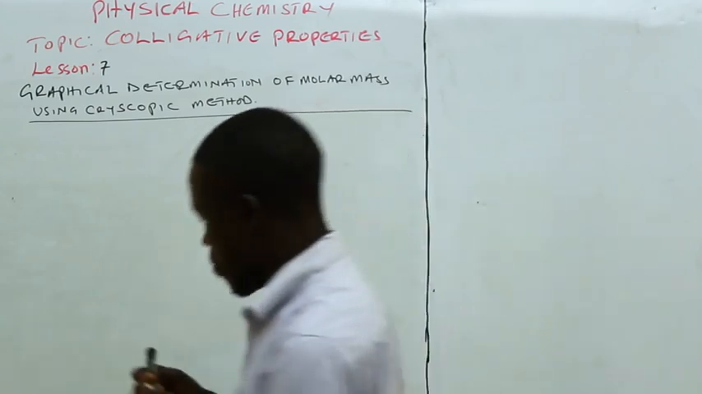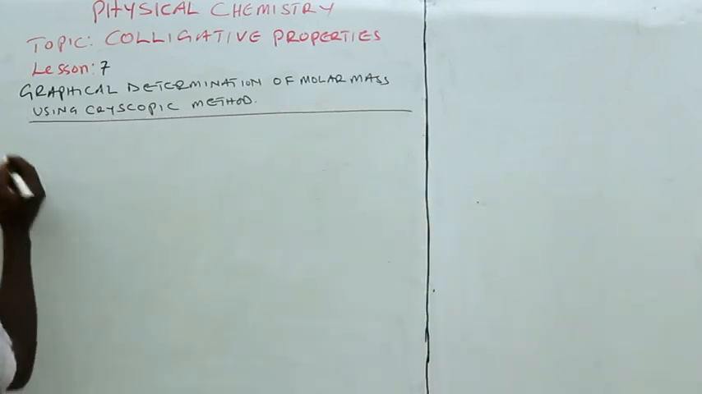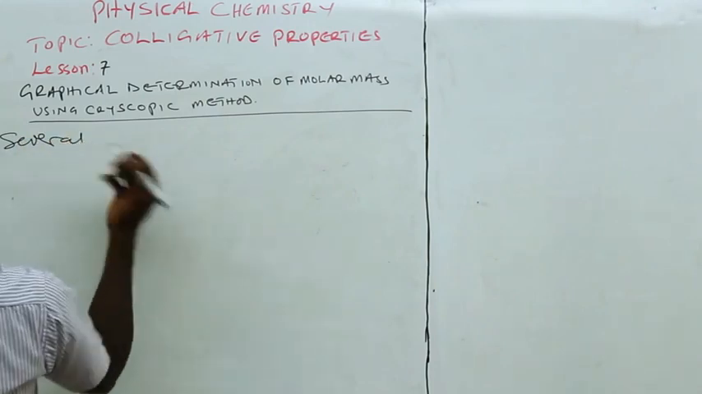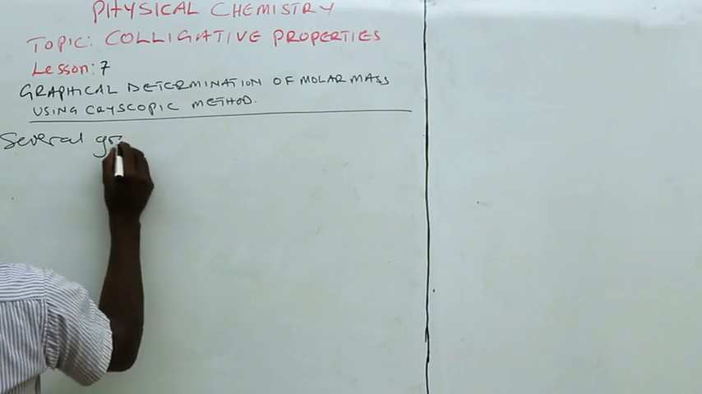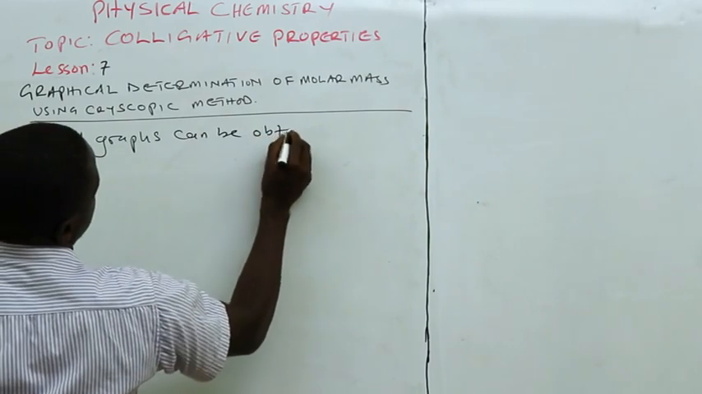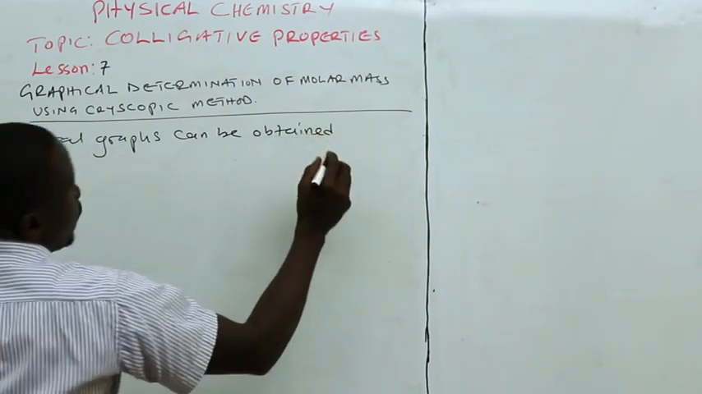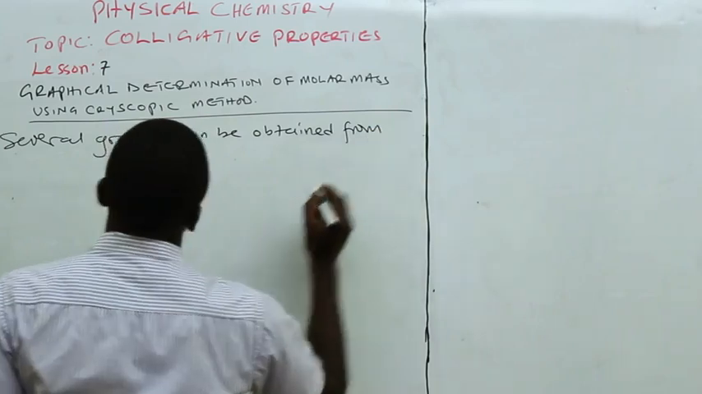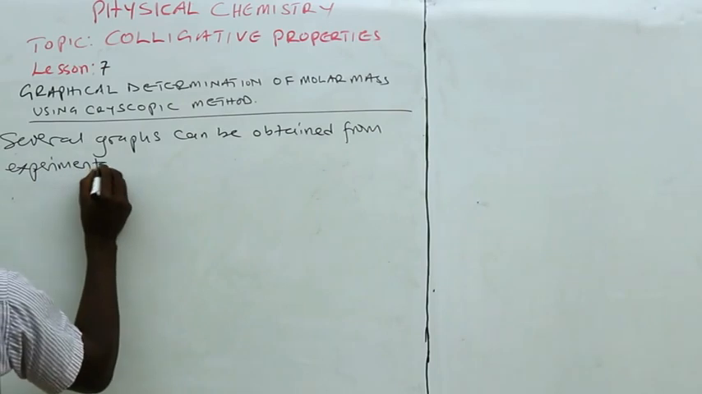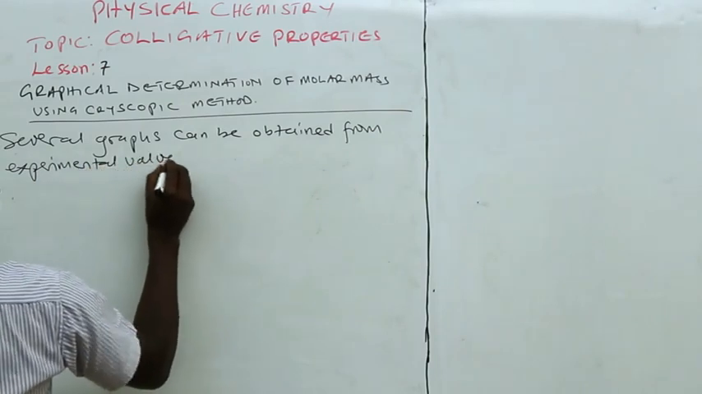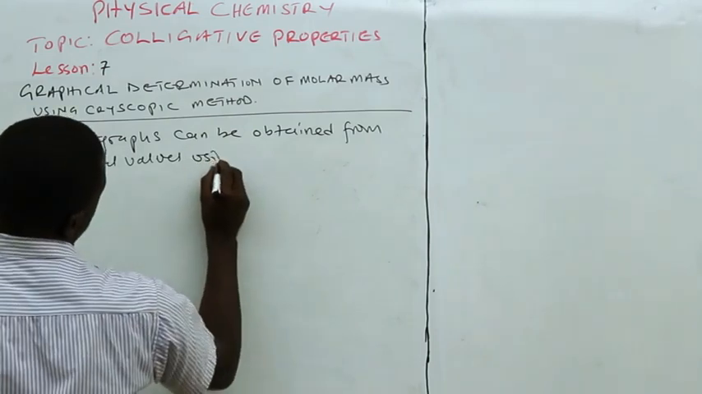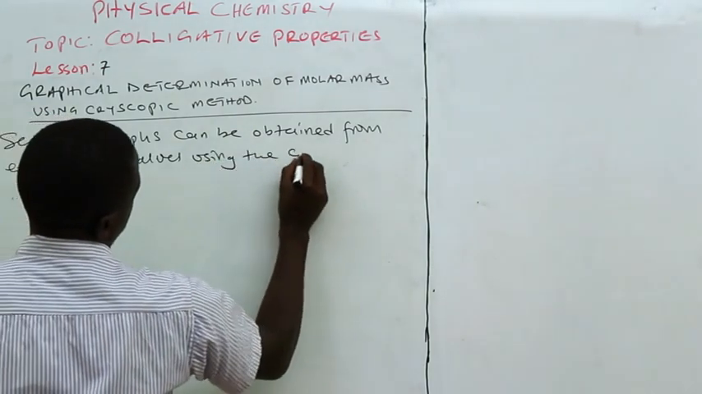So I'm going to say that several graphs can be obtained from experimental values using the cryoscopic method.